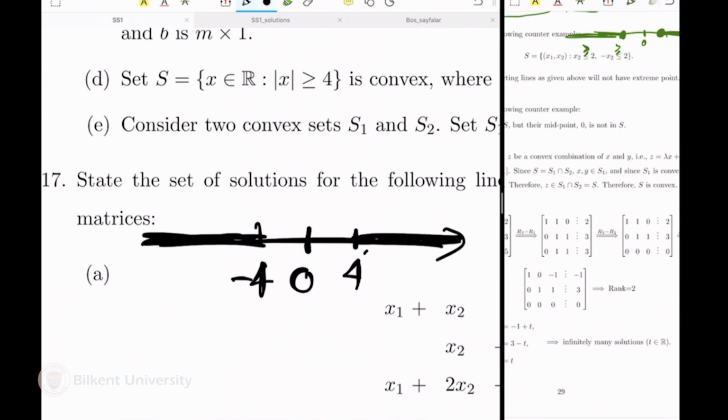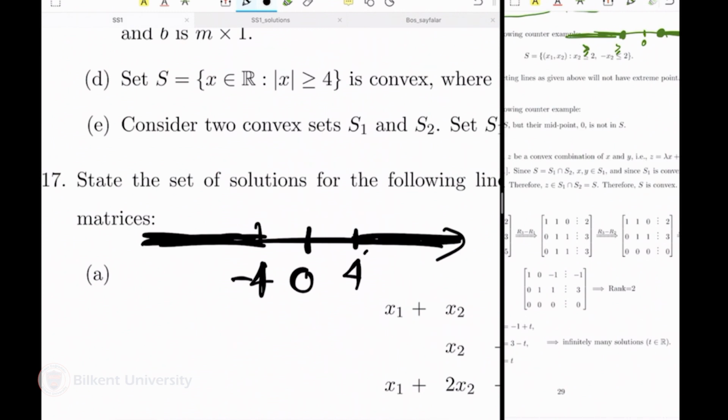Can you give me a counterexample? What point is not inside? Which is the convex combination of them? Just one counterexample. This is the only thing you need to write in the exam. Minus 5 to 0. Exactly. Practically minus 5 to 0, because we need just one point. You're giving an interval. Just one point.